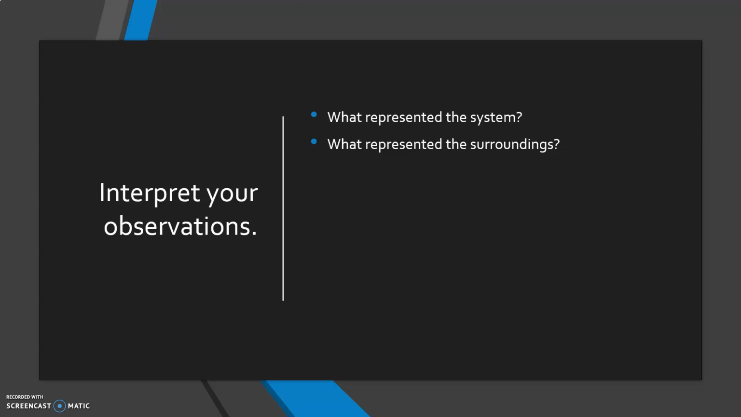What represented the surroundings? Your hand, most likely, is what you would say. The air around the ice cube is also going to be impacted by the energy change. So anything that's not the ice cube that's in close proximity is going to be the surroundings. Okay, so remember that we have to use the surroundings to infer what happens to the system. So let's focus on the surroundings first.